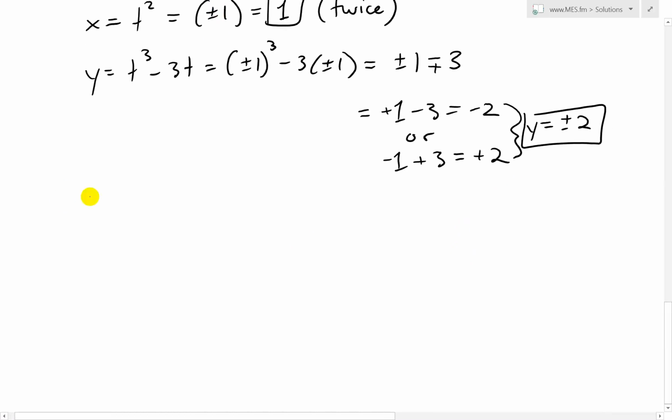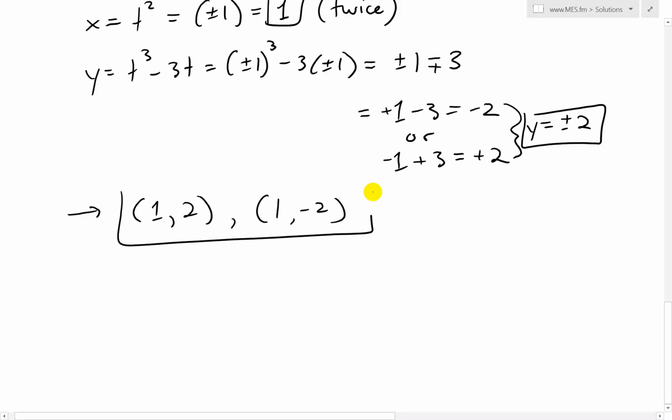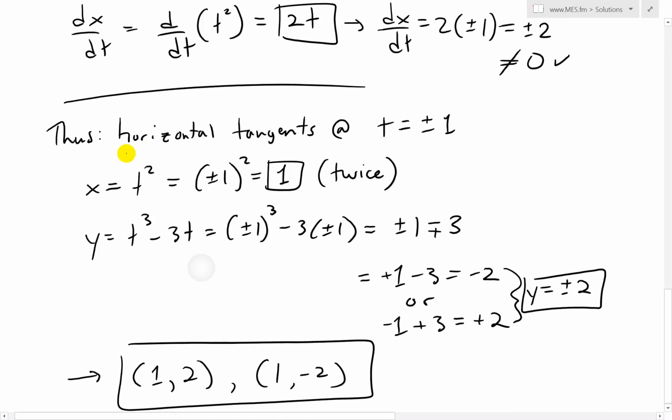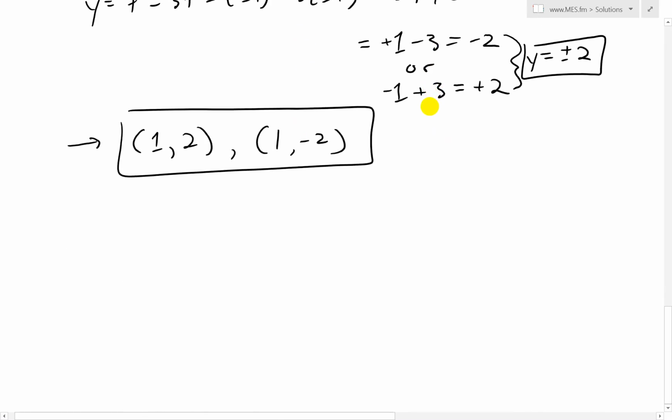So this means we have horizontal tangents at the points (1, 2) and also at (1, negative 2). These are the horizontal tangents at these two points.